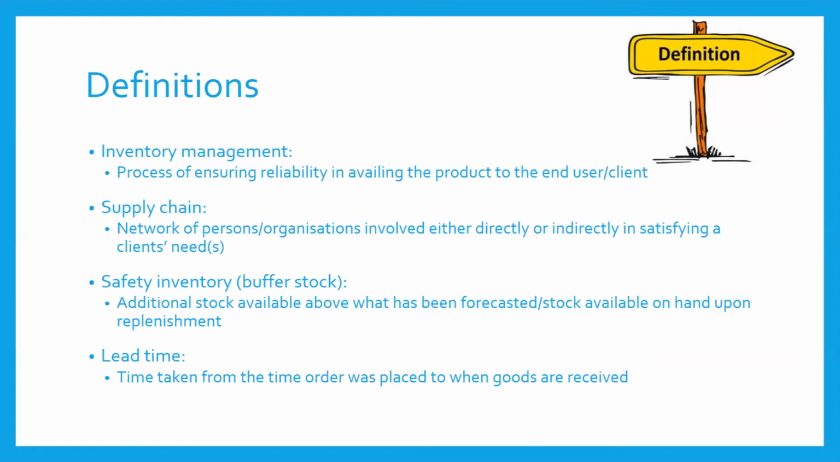And then of course, supply chain is persons or organizations who directly or indirectly satisfy the client's needs, meaning ensure that the product reaches the end user. And then safety inventory, as I said, which is also known as buffer stock, is what you have forecasted for additionally, or what you will have at the point of replenishment, not what is replenished, but what you will have at the point of replenishment.